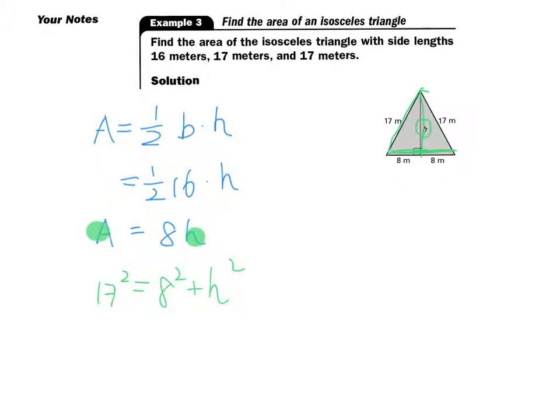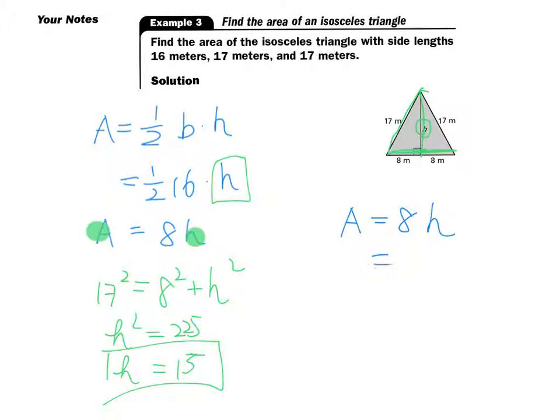And if you use your calculator, 17 squared is 289. 289 minus 8 squared is 225. So you will have h squared equals 225. And if you take a square root on both sides, you should have your h, your height of the triangle, is 15. Now, notice I have h, which is really all I need in my previous formula. So I plug it back in there, and I rewrite this here, and I plug in h equals 15, and then 15 times 8, I should have my area being 120 square meters.